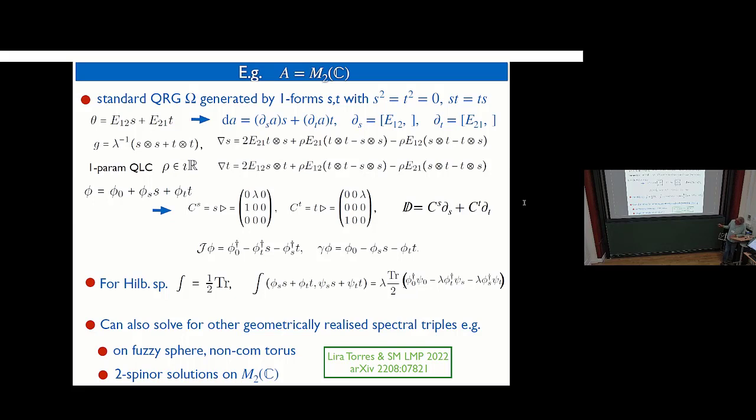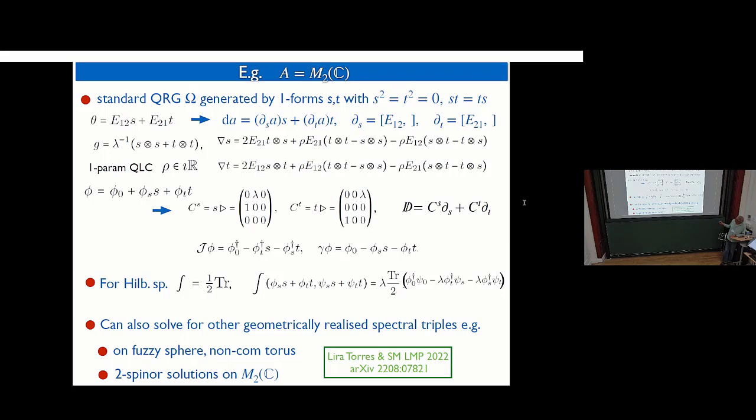The metric I'm going to take is like this. And this actually has a 4 parameter family, I think, modulo QLC, but you should just focus on the 1 parameter family, like this. And now if I write phi in this basis, the basis of A is 1 and S and T. That's the basis of the forms. So I can write this as a three-vector with coefficients in 2x2 matrices. Then the Clifford action just looks like matrix multiplication by this matrix.